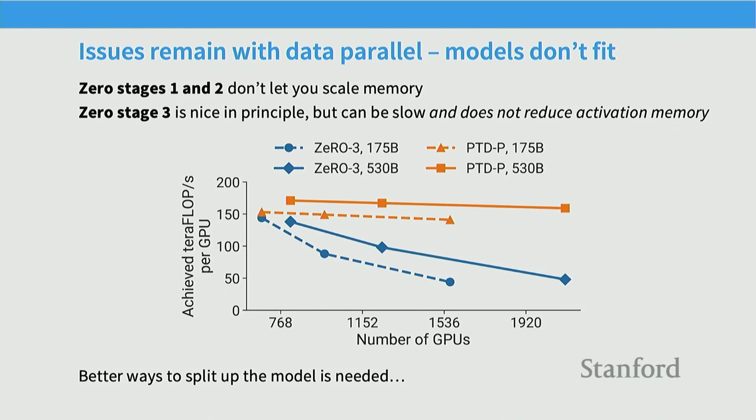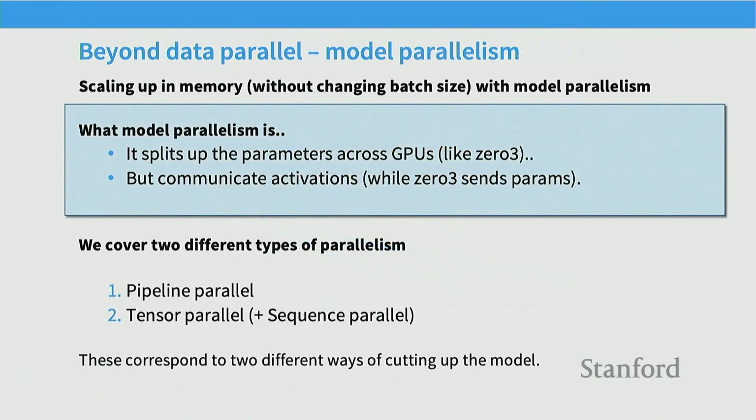Okay. And issues are going to remain with data parallel. ZeRO stages 1 and 2 don't let you scale memory. ZeRO stage 3 is nice in principle, but it can be slow. And maybe more importantly, and this relates to the earlier question, it does not reduce activation memory. I ideally want to cut up my model entirely and make the pieces live totally separately, because then the activation memory would also be reduced. And so now I want better ways to split up the model so I can fit these really big models in these GPUs. And so that's going to bring us to model parallelism.